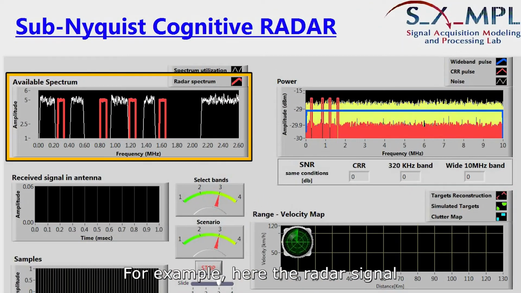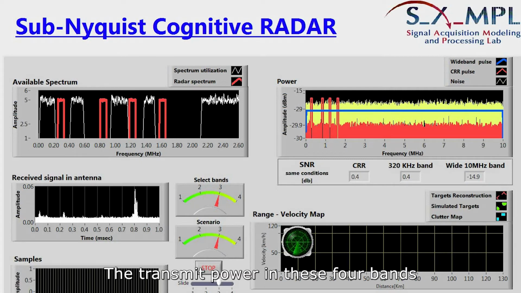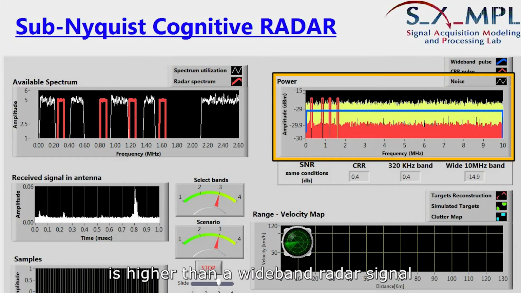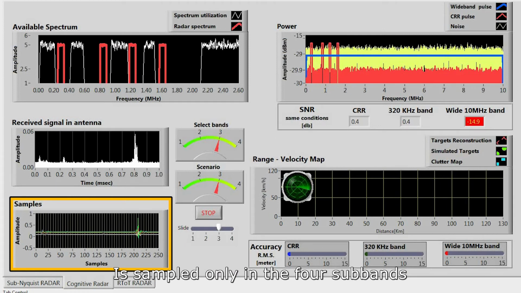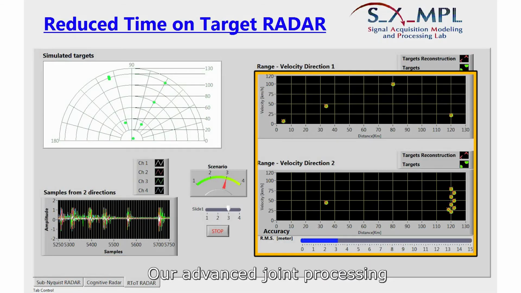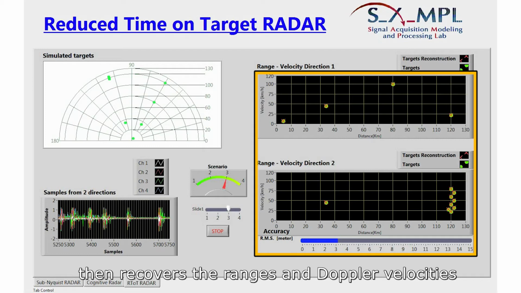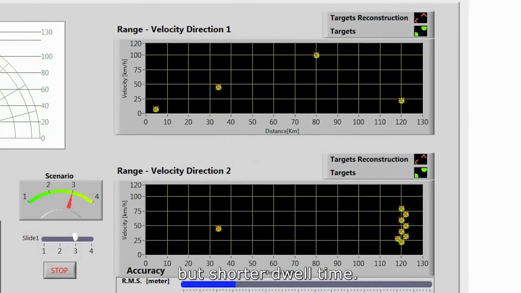For example, here the radar signal is transmitted in 4 different subbands in the spectrum shared with other services. The transmit power in these 4 bands is higher than a wideband radar signal. The received signal in the antenna is sampled only in 4 subbands by the Sub-Nyquist radar receiver to produce a delay-Doppler map of detected targets without loss of resolution. Our advanced joint processing then recovers the ranges and Doppler velocities of targets in both directions at a native Doppler resolution, but shorter dwell time.